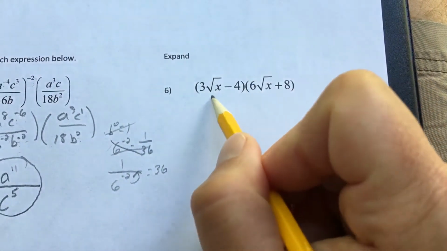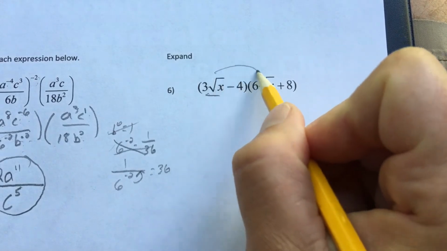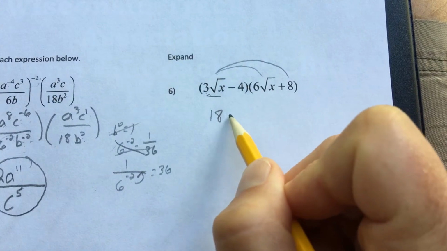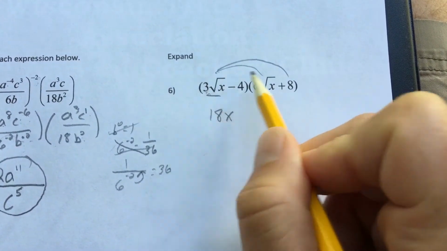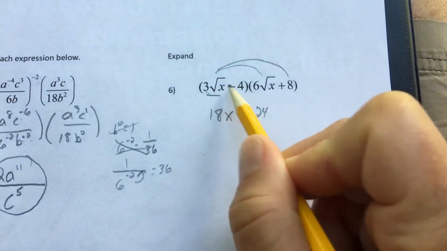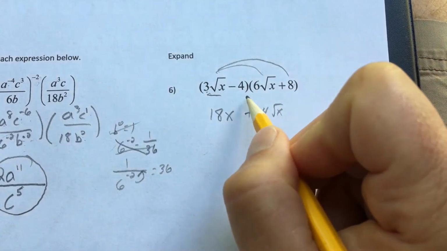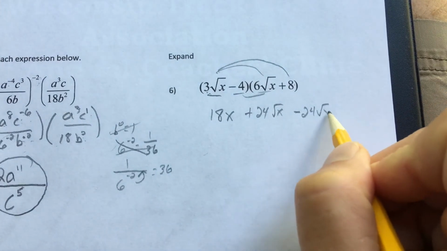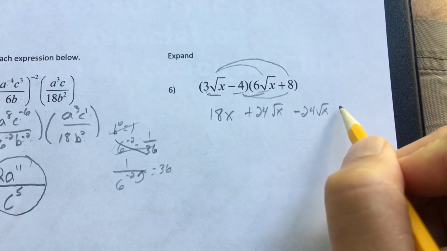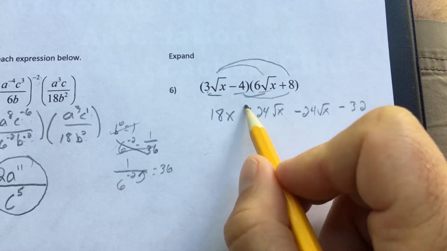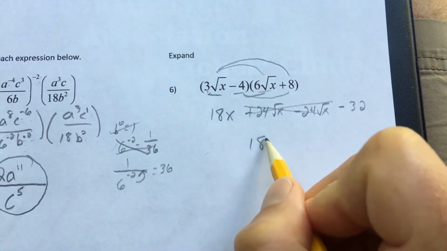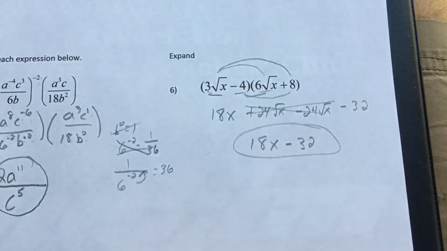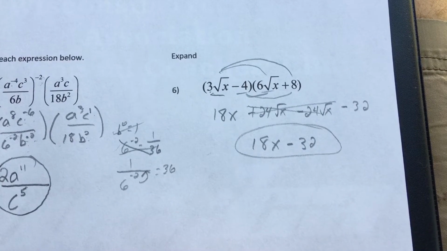Over here, this is an expansion. I'm going to go ahead and take 3 square root of x, multiply it into both of these. So 3 times 6 is 18. Square root of x times square root of x is just x. 3 times 8 is 24, and I've got the square root of x with that. Next one, I've got -4 times 6. That's going to give me a -24 square root of x. And then -4 times 8 is a -32. All right. We can see that these are going to cancel out, and so what we end up with is a simple enough thing, 18x minus 32. So fairly simple solution there.